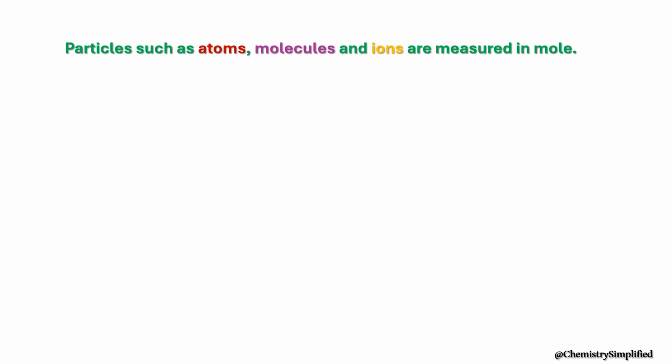Mole is a very important concept in chemistry, especially in stoichiometry, because it helps us to establish a relationship between different parts of the substance that we are studying, such as atoms, molecules, and ions, even grams.